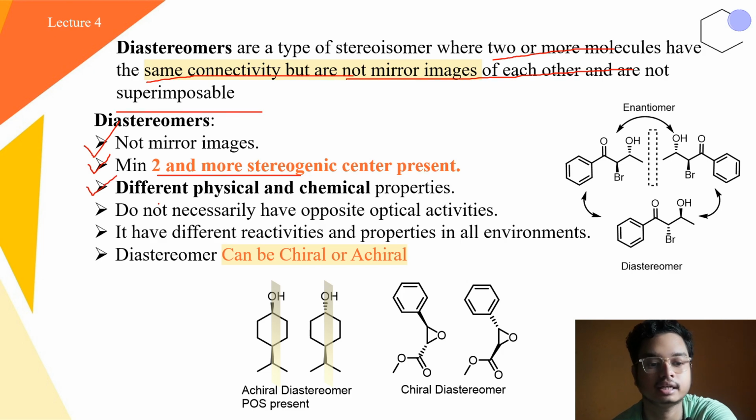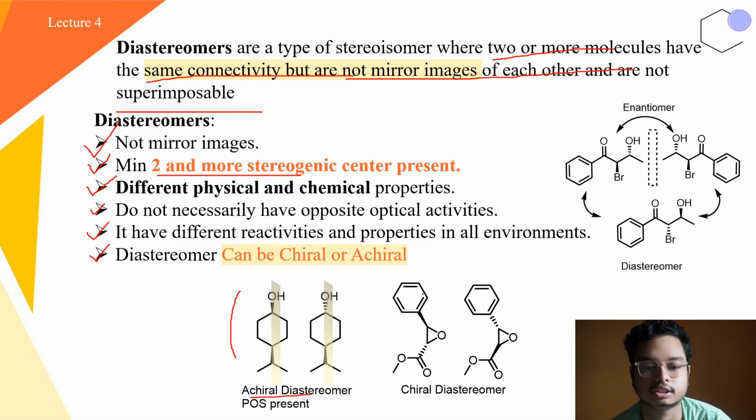Diastereomers certainly show different physical and chemical properties in any medium, achiral or chiral. They also don't necessarily have opposite optical activities; in some cases diastereomers have no optical activity. They also have different reactivities and properties in all environments. And diastereomers can be chiral or achiral. In this example you can see that these two are diastereomers, however this one contains a plane of symmetry, and since a plane of symmetry is present, this diastereomer becomes achiral.